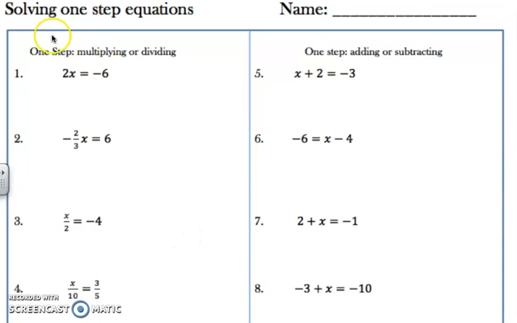Alright, so if you're watching this video, this is on one-step equations. The 1 through 4 problems over here are all ones where we're going to multiply or divide. So looking at number 1, when you have a number, which would be 2, and a variable x right beside each other, that is going to be multiplication. So I need to do the inverse of multiplication, which will be division. So I'm going to divide each side by 2.